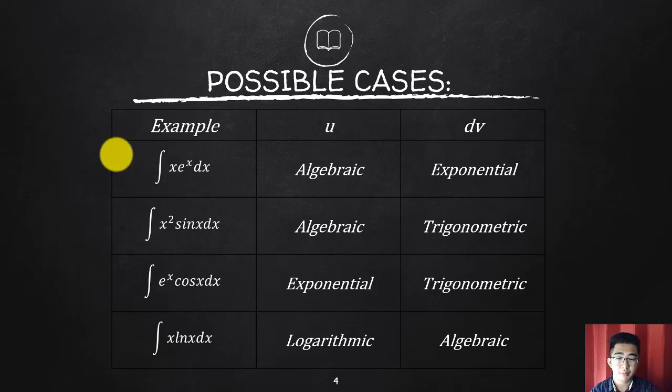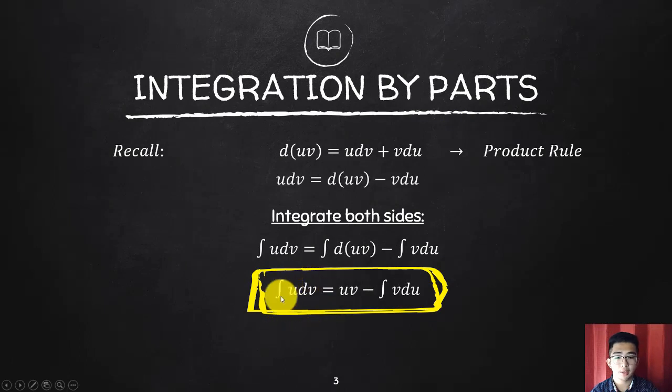This is an algebraic function coupled with an exponential function. This one is an algebraic function coupled with a trigonometric function. This one is an exponential function coupled with a trigonometric function, and this one is an algebraic function and a logarithmic function. Notice here that we are indicating u and dv. What are u and dv? That is the first part of your integration by parts formula. In this technique, we are going to identify a u and we're going to identify a dv.